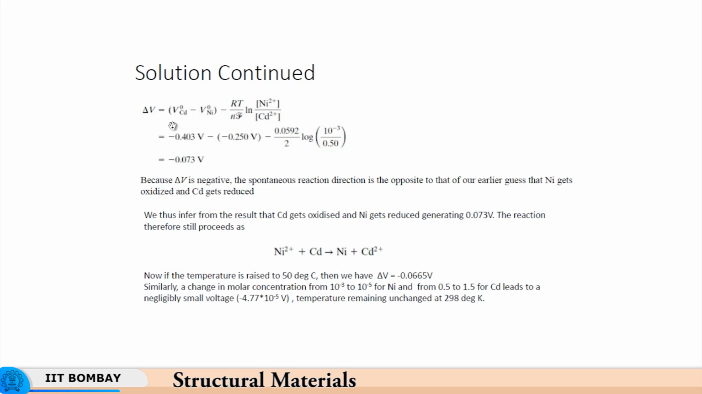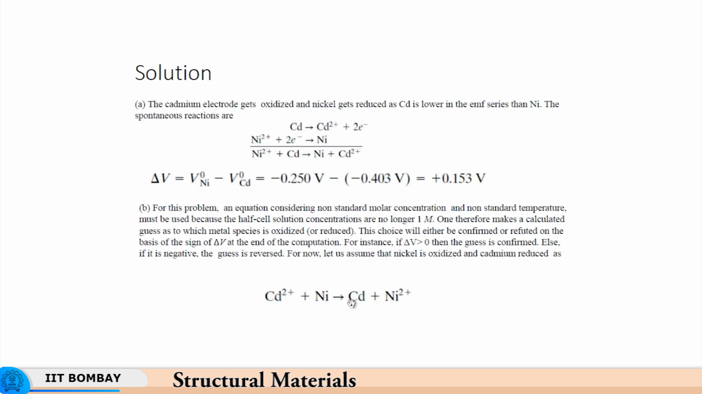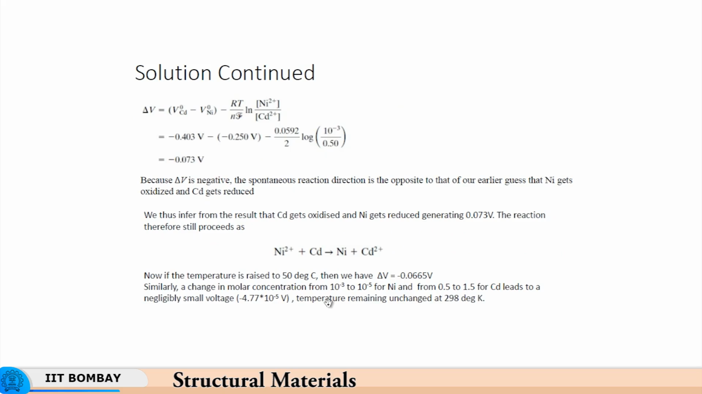So you have V naught Cd, so this is now the reducing voltage. You see that now this is reduction and this is oxidation. Here we had taken Ni getting reduced and cadmium getting oxidized. Here, instead, it is cadmium getting reduced and nickel getting oxidized. So that is why we have V naught Cd minus V naught nickel minus RT upon nF.